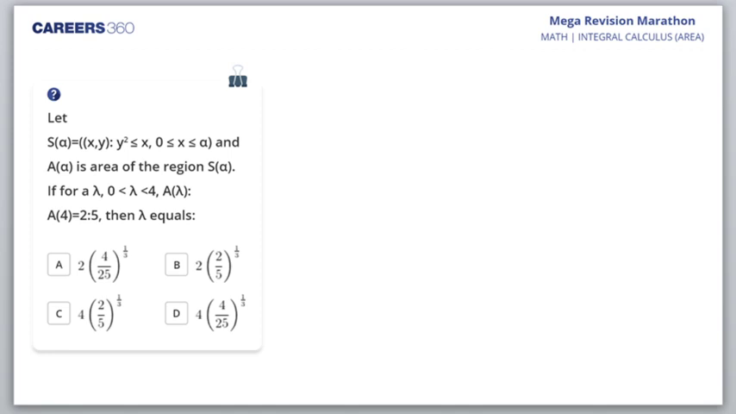If for A alpha, it's not A. If for a lambda, so lambda has been introduced where lambda lies between 0 and 4, A lambda ratio A4. Please note down it is a ratio. Just don't get disconnected. This A lambda is to A4 as 2 is to 5. Then lambda is equal to.